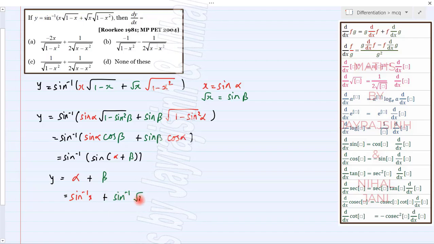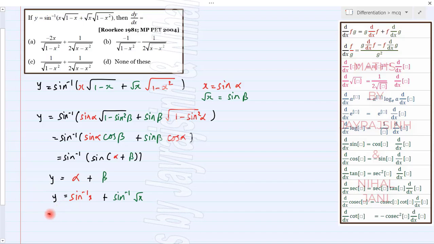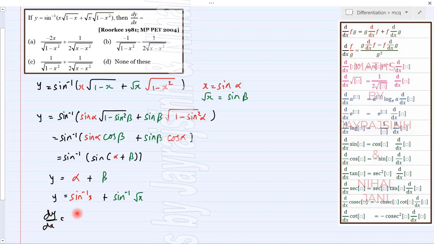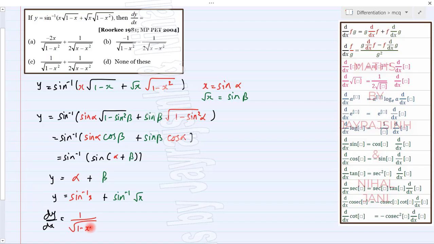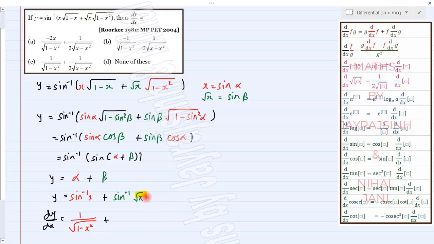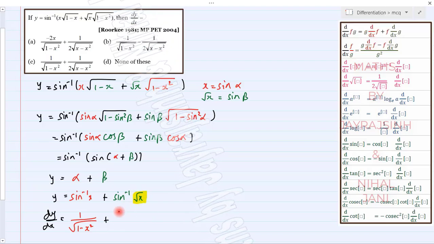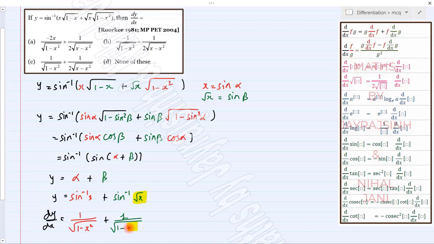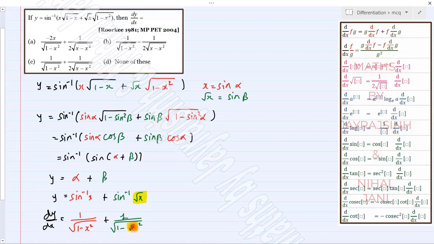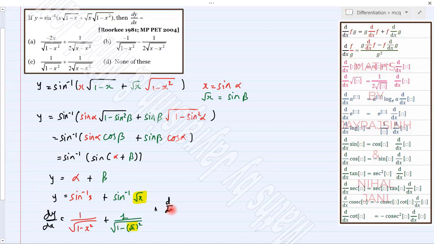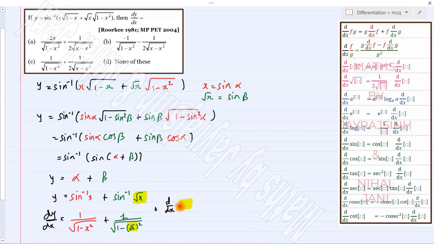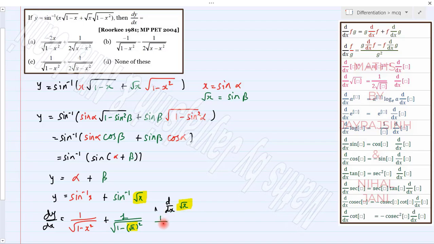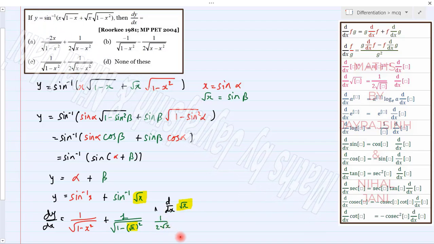plus sine inverse root x. So we simplify our y, but we have to find out dy by dx. So just differentiate with respect to x. Differentiation of sine inverse x will be 1 upon under root of 1 minus x square plus differentiation of sine inverse root x, or we can say differentiation of sine inverse box will be 1 upon under root of 1 minus box square, or we can say root x square, into differentiation of your box, which is differentiation of root x. So we have to multiply 1 upon 2 root x.